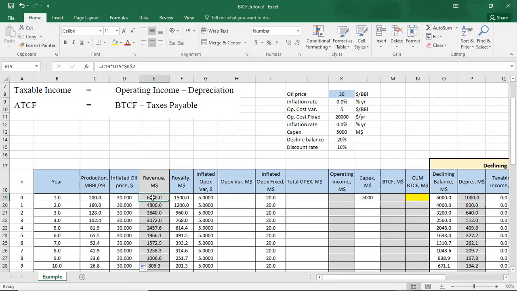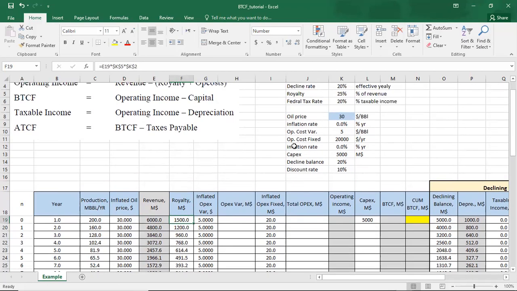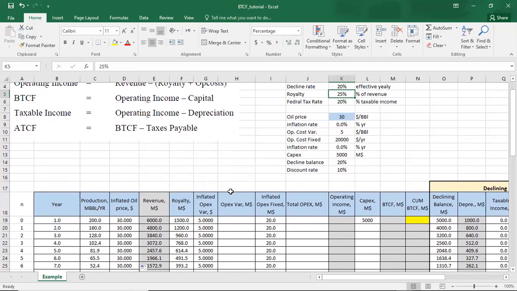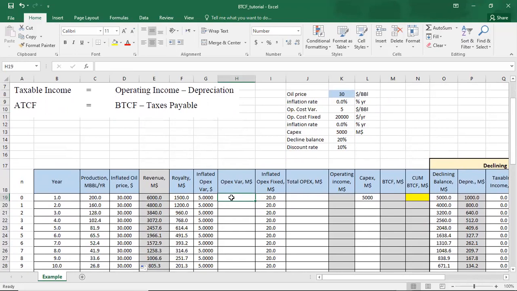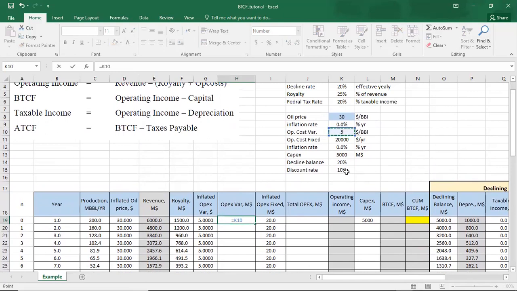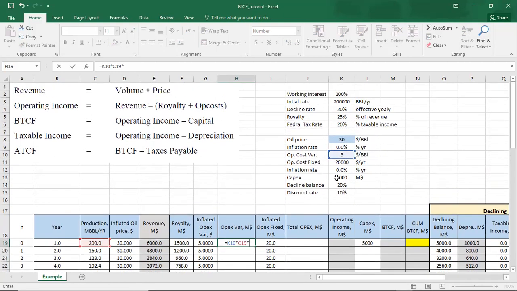Then we will calculate revenue, which is equal to production multiplied by oil price. So the first year revenue is equal to $6 million. Then we will calculate the royalty, which is equal to revenue multiplied by the royalty percentage, which is equal to 25%. Then we will calculate the operating variable cost, which is equal to the operating variable cost per barrel, which is 5, multiplied by the total production, multiplied by our working interest, which is 100%, and we'll make it fixed, and we just copy down.